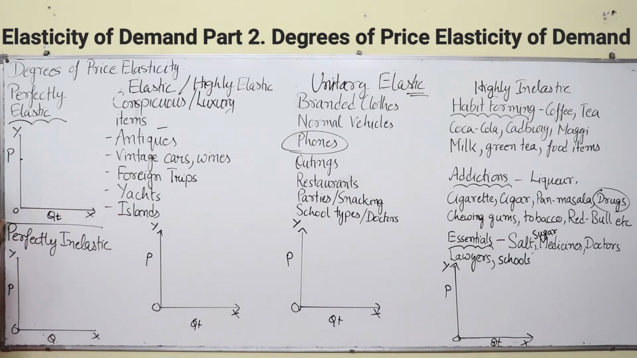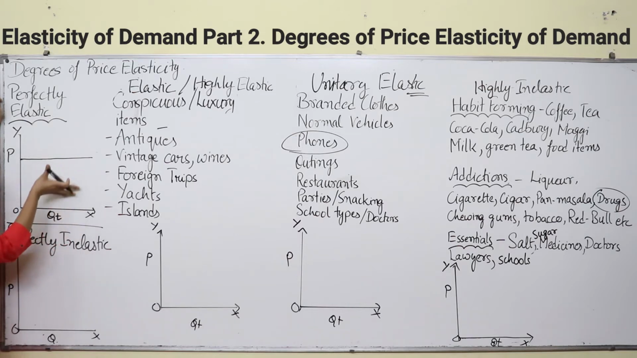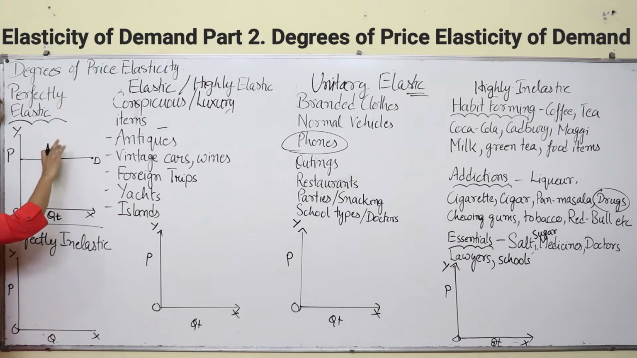Does it happen in real life? No. So here what happens, the demand curve for perfectly elastic demand is parallel to the horizontal axis. It is a horizontal curve, parallel to your horizontal or x-axis. This is your demand curve, which is perfectly elastic demand. Okay, this portrays your perfectly elastic demand.